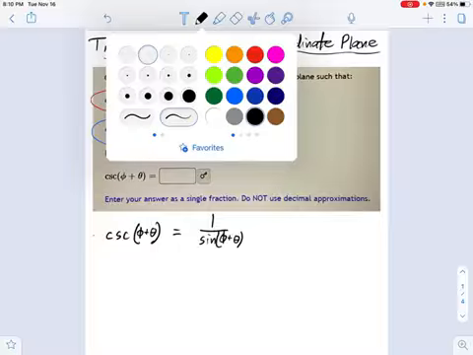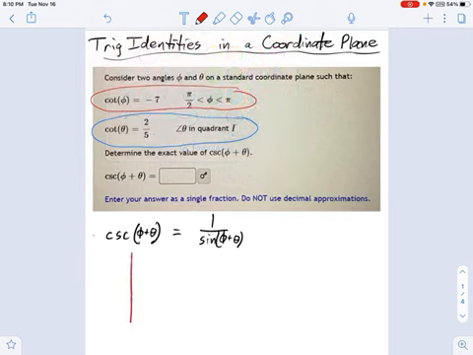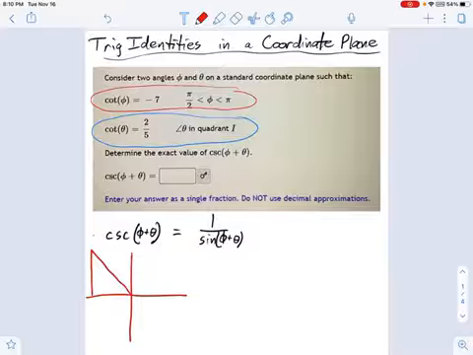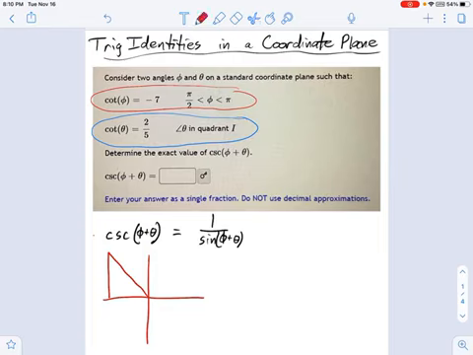First, we'll deal with the angle phi. And I'm going to use a standard coordinate plane here. We need to figure out a triangle in, what is that, quadrant 2, I think, right? So I just build a quadrant 2 triangle right here. And give me a little more space. There we go.